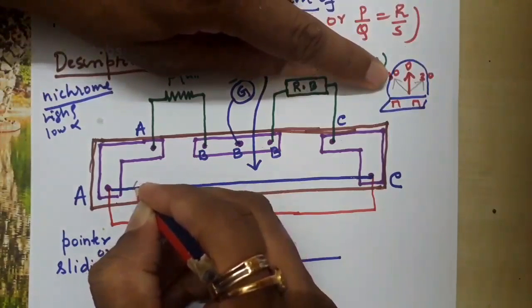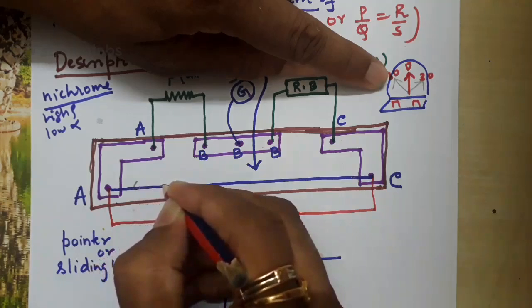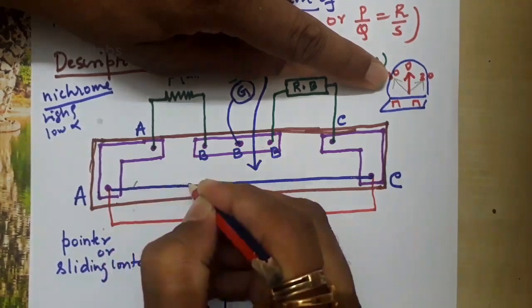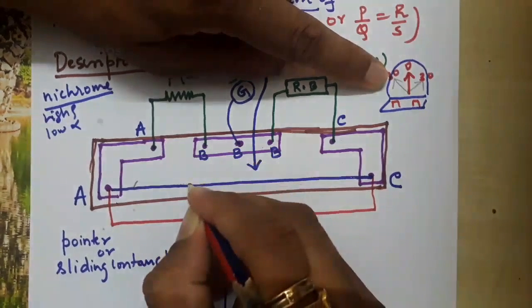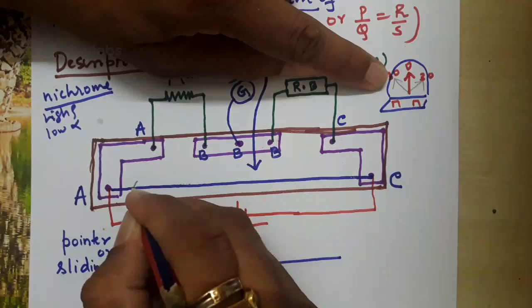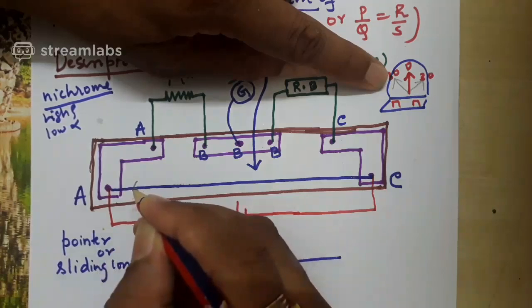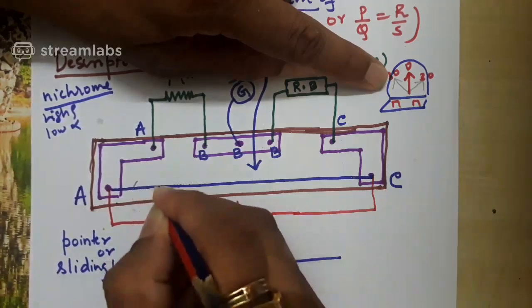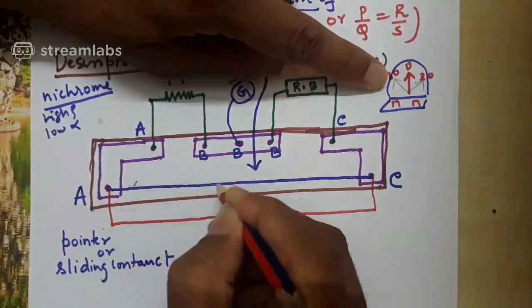Now keep on sliding, keep on moving the pointer or jockey in contact with the wire towards end C. Slowly, you can lift and keep. See, once you keep it here, next you remove, deflection becomes 0, again keep it here, next point. Like this you can try. I think you are able to follow.